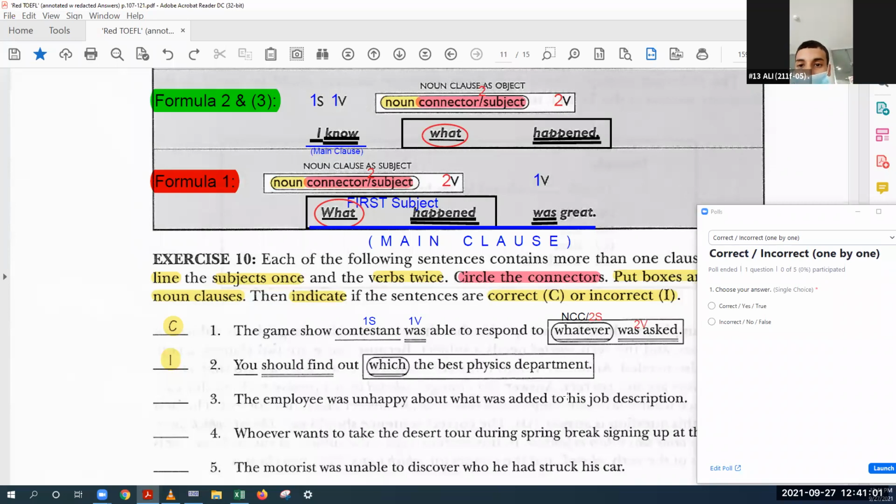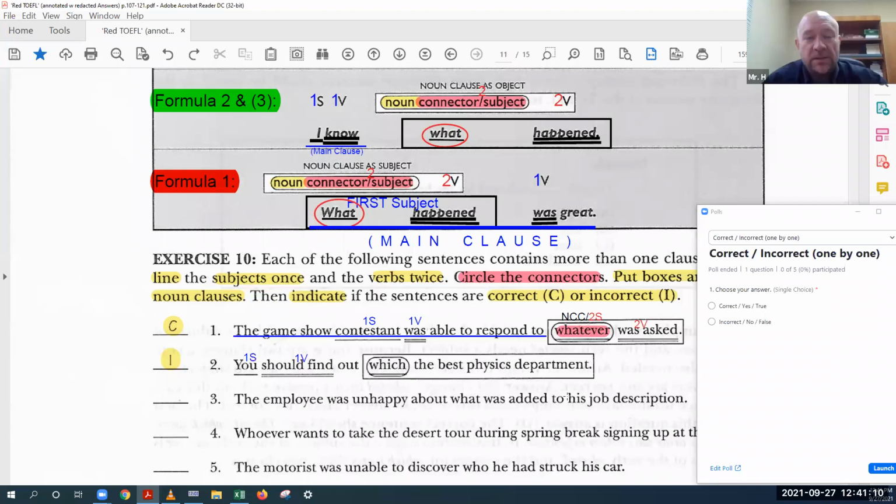You first find the subject. Good. Then you find the first verb: should. Which connector? It's a connector. The best. Is it just a connector? No, it's a second subject. It's a subject also. And then? Physics department. We don't have a second verb. The second verb is missing.